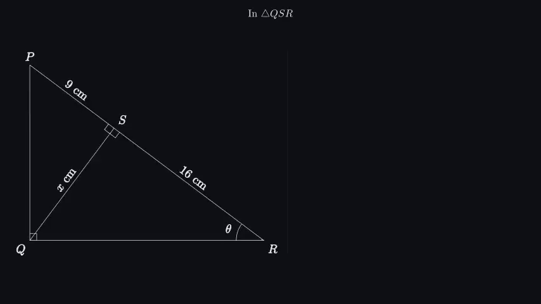In triangle QSR, we now know QS equals 12 centimeters and SR equals 16 centimeters. With respect to angle theta at R, the opposite side is QS and the adjacent side is SR. So we use tangent because tangent is opposite over adjacent. Now substitute QS equals 12 and SR equals 16. So theta equals 36.87 degrees, which is 37 degrees to the nearest degree.